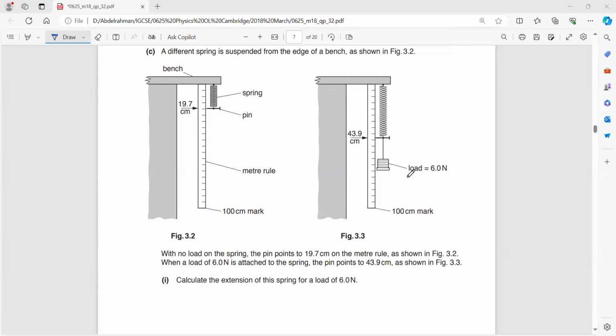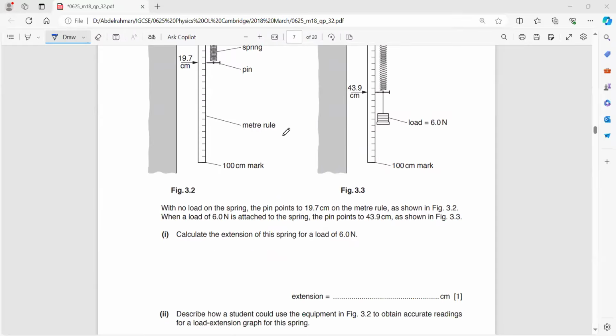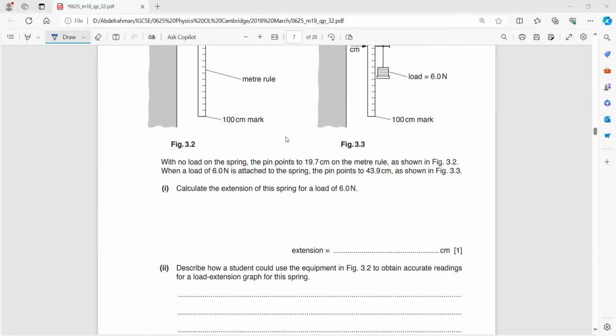We subtract. 43.9 minus 19.7. That's it. 43.9 minus 19.7 would give a reading of 24.2 centimeters.